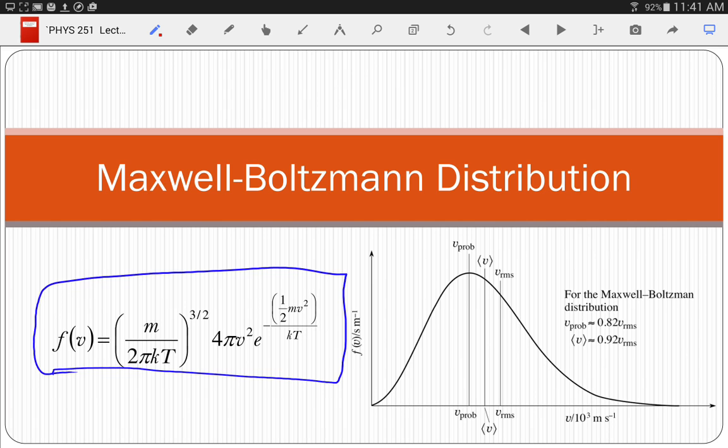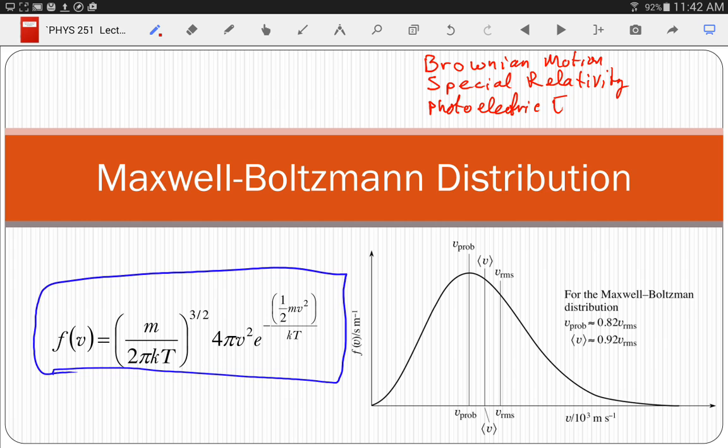Any idea what he got his Nobel Prize for? There's only 3 options. There was Brownian motion. He explained Brownian motion. There was the theory of special relativity. Special relativity meaning relativity that is reasonably simple for us to deal with, as opposed to general relativity, which is tougher to deal with. And the photoelectric effect, which was saying that light behaves as a particle.